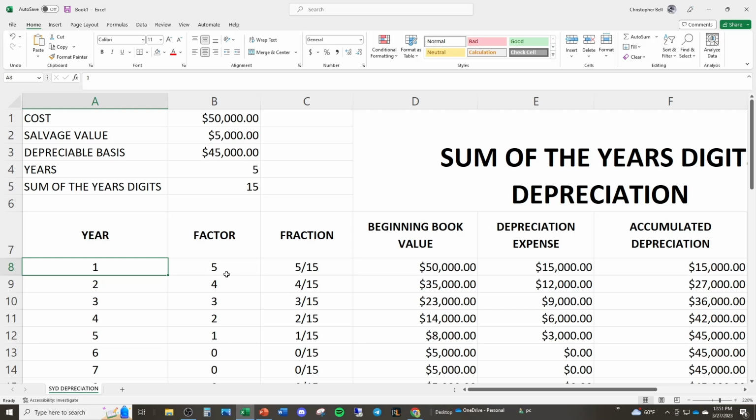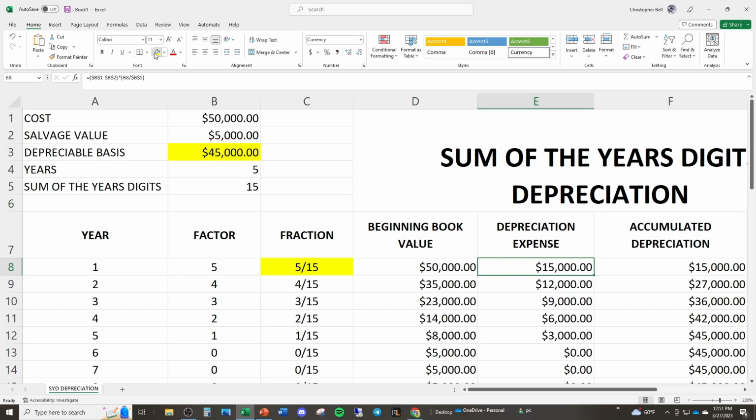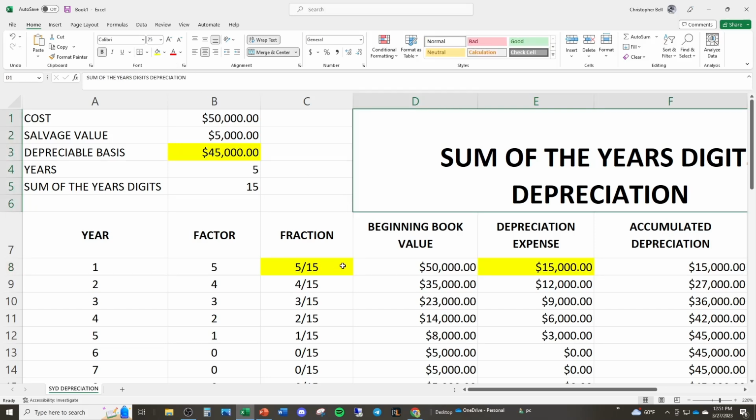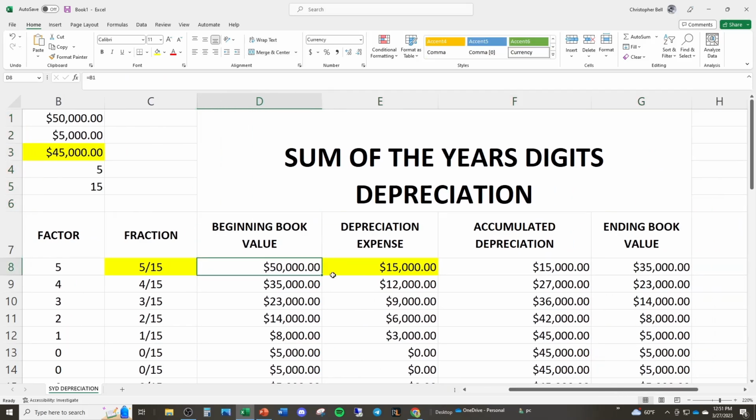So our first year, we start with the 5, which is the highest year. We divide that 5 by 15, which is the sum of the years digits. And then we take that number and we multiply it by the depreciable basis. So when you multiply these two numbers together, you're going to get a depreciation expense of $15,000. Now we do the math and we say, okay, our beginning book value is 50, minus depreciation expense or accumulated depreciation gives us our ending book value.